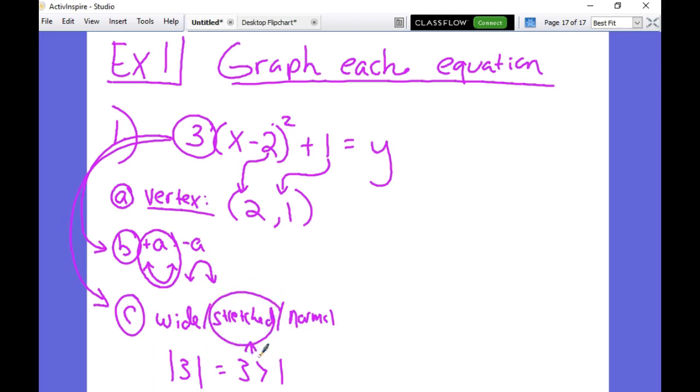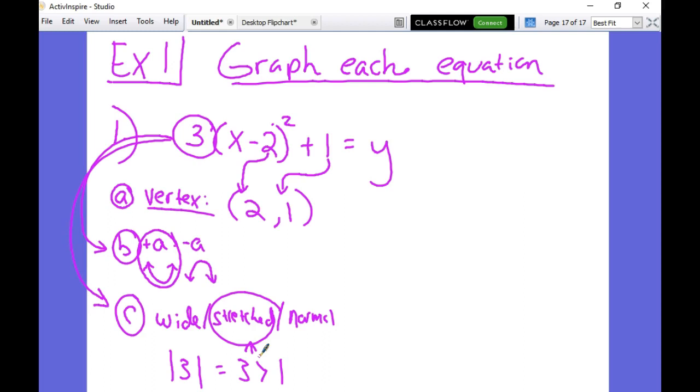So if the number is bigger than 1, it's stretched. If it's less than 1, it's going to look flat, or wide. Okay? So once you have those 3 things in place in your mind, you're ready. Like I said, you don't have to write this out in your homework. You could probably do all that in your mind. But once you have those 3 things in place, you're ready to graph it.